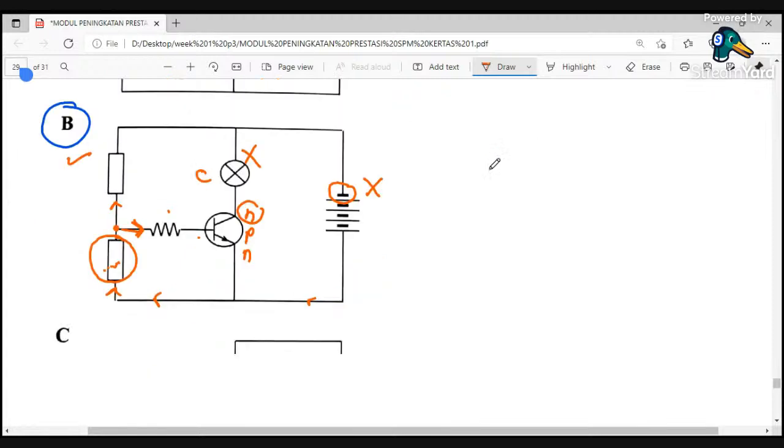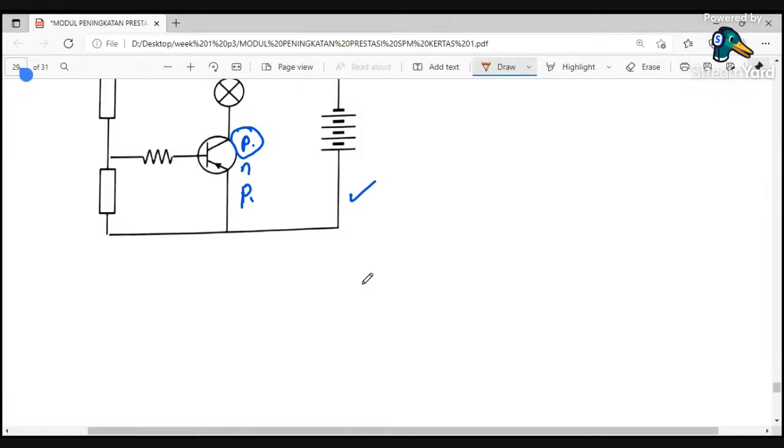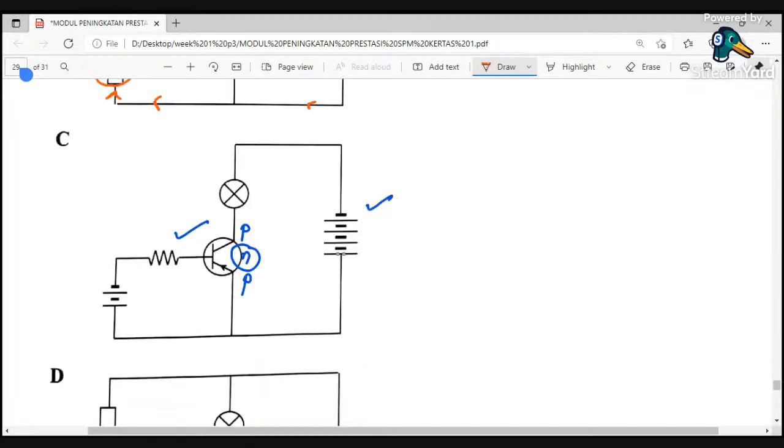Okay, yang lain pun samalah. Yang lain pun sama. You tengok saja connection dia. Ini boleh menyala. Ini PNP. Okay, ini juga boleh menyala, sebab PNP. Okay, jadi jawapan dia B lah.